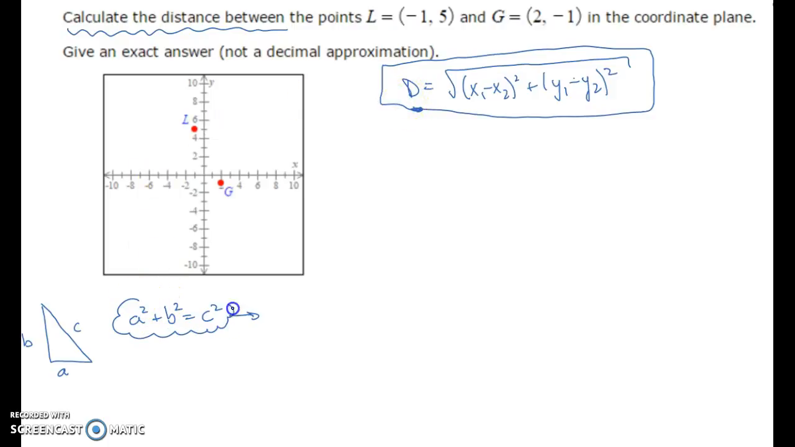And the reason why I want you to understand that is because with this formula, no one really cares about the distance between 2 points. This is always part of a bigger problem. And so you don't want to be fumbling with this or getting this stuff wrong.